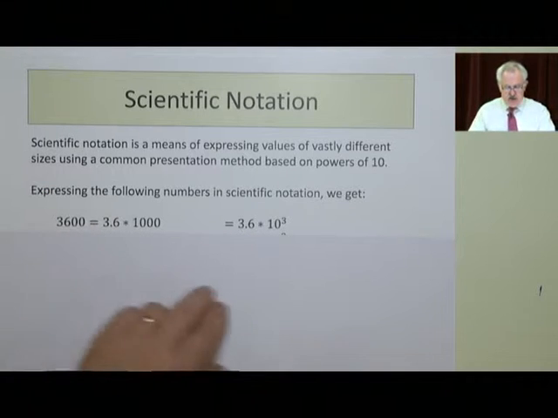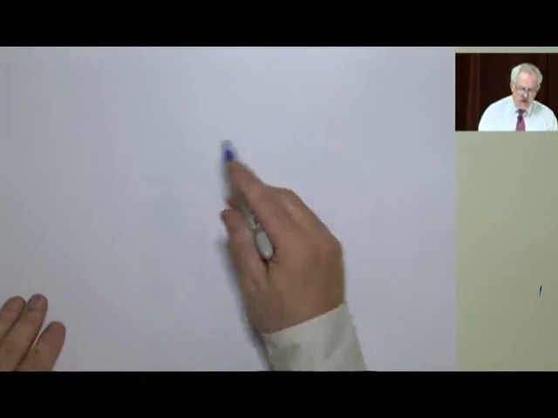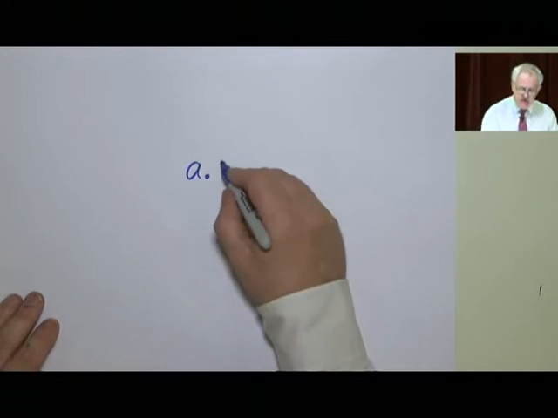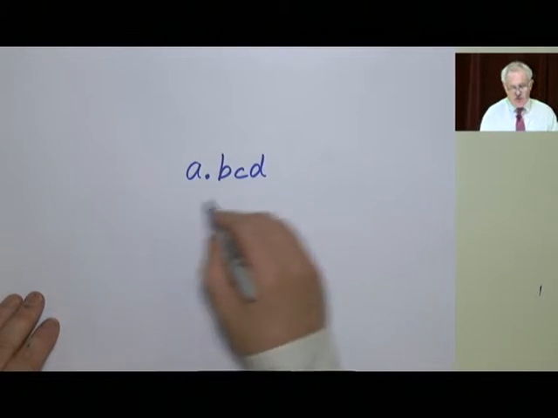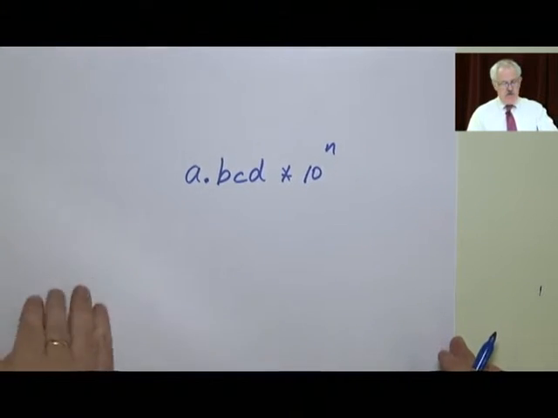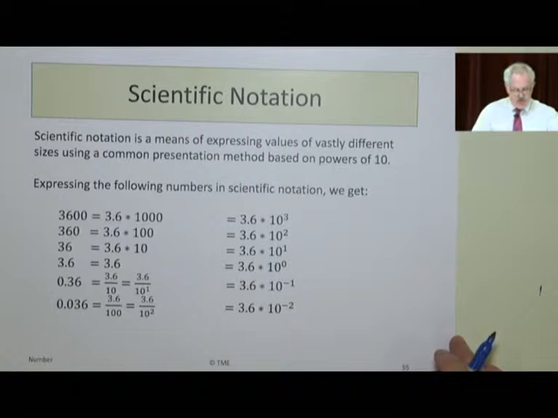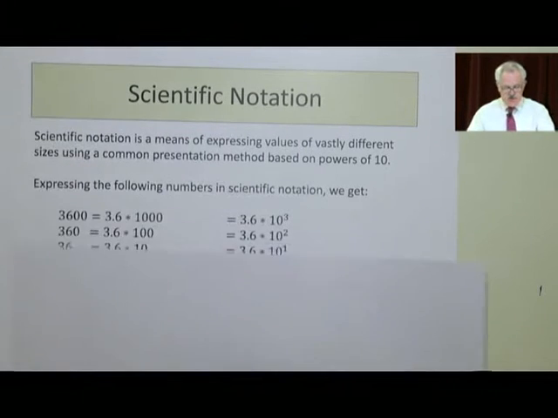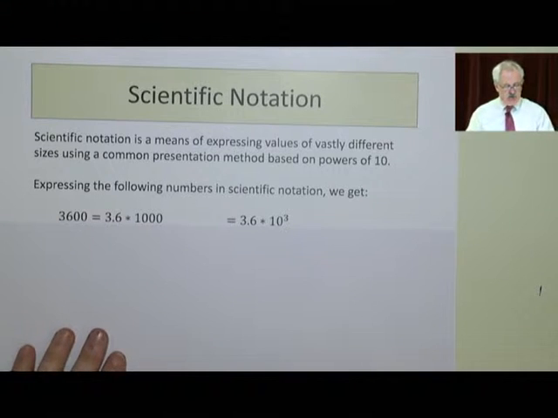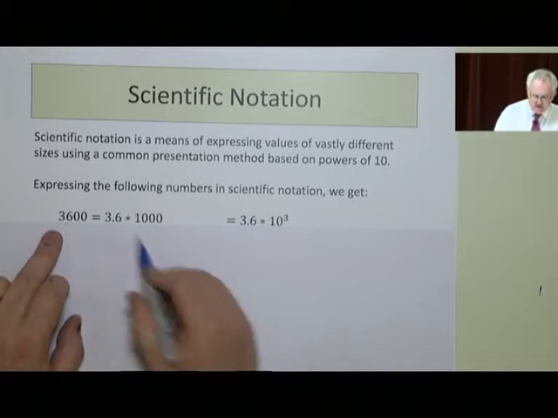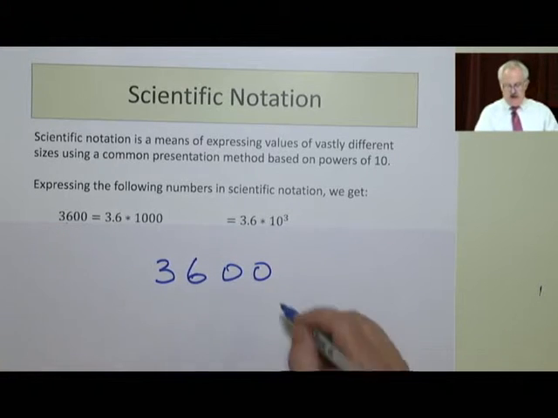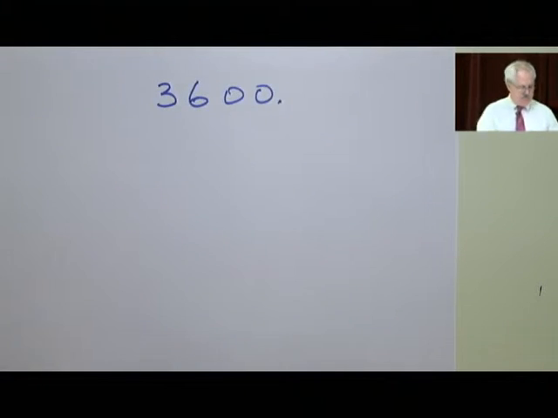So what they use is a number, A, with the decimal point afterwards, B, C, D, whatever the numbers are, by 10 to the power of something. So what they do here is they look at the number here, 3,600, and they say, how would you express that in terms of the power? Well, they look at 3,600, and they say, how far away is that from this decimal point here?